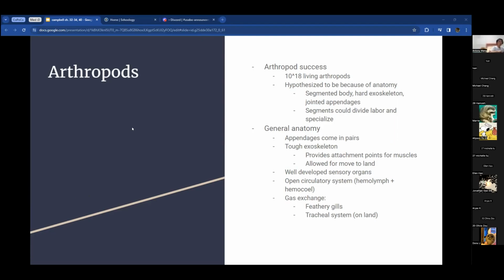They have a segmented body, a hard exoskeleton, and jointed appendages. I'll just introduce this idea now. So a lot of arthropods have many different segmented arms, and this is important because with so many arms, it's easy to repurpose.